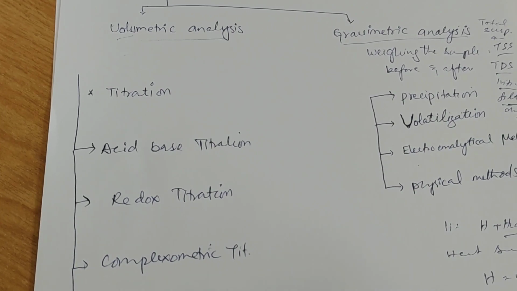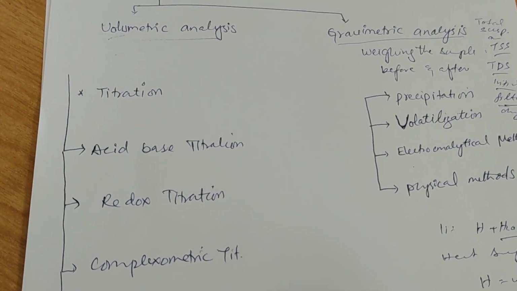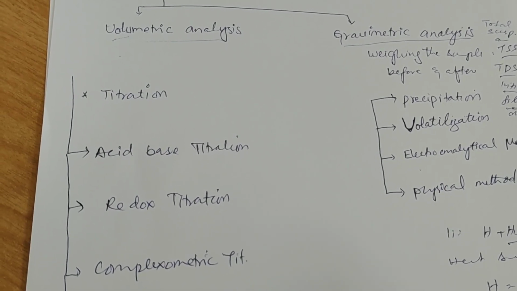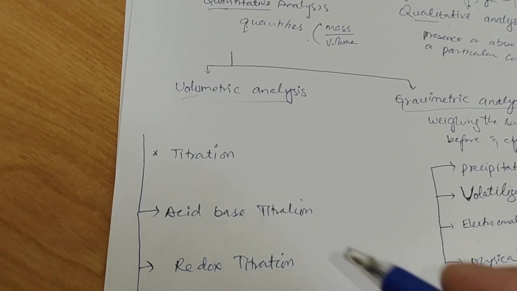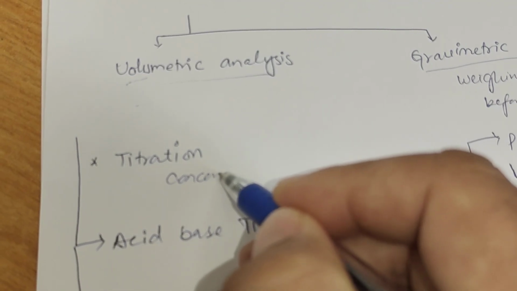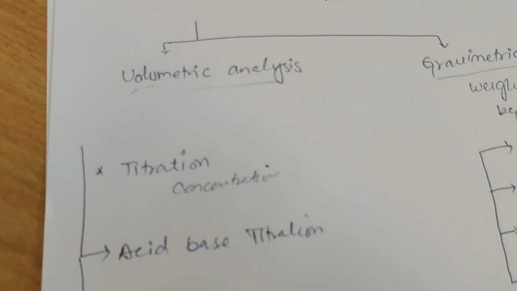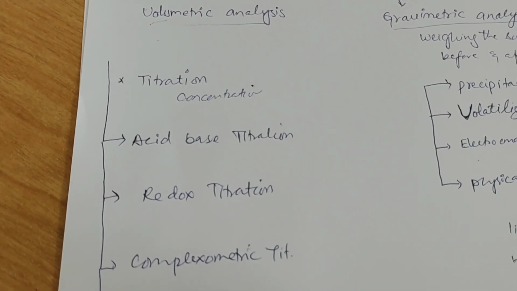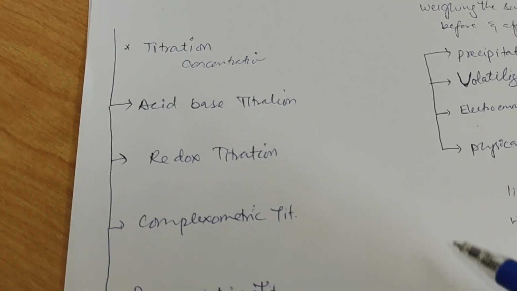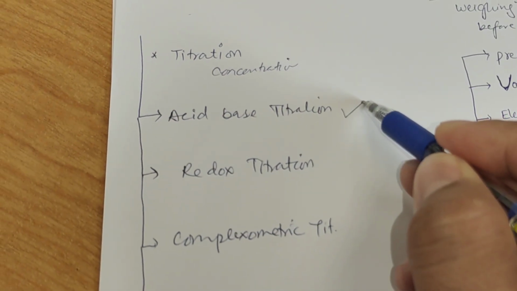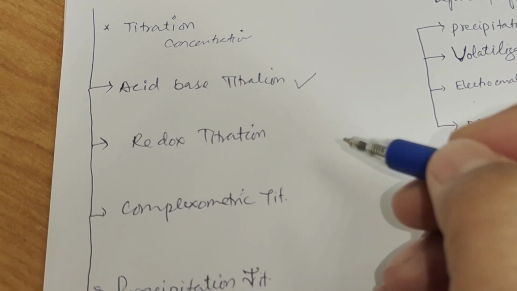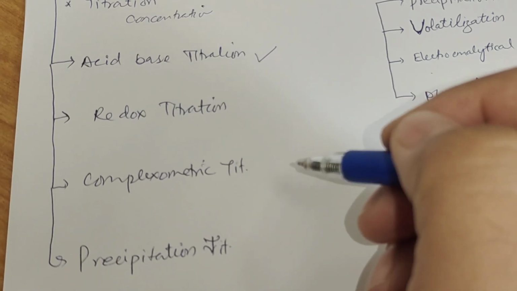Titration is a common laboratory method of quantitative chemical analysis to determine the concentration of an identified analyte. It is used for the determination of concentration. The volumetric analysis is further of types. Number one is acid-base titration, in which we use an acid or a base as a titrant, and the other one is a titrate.